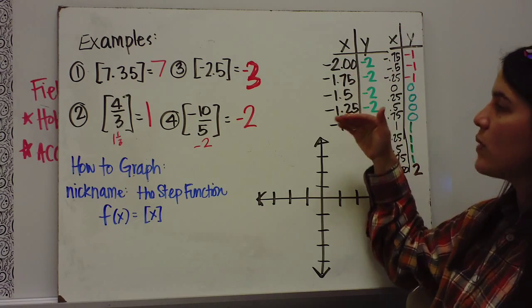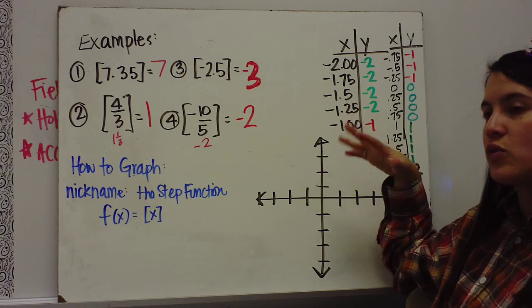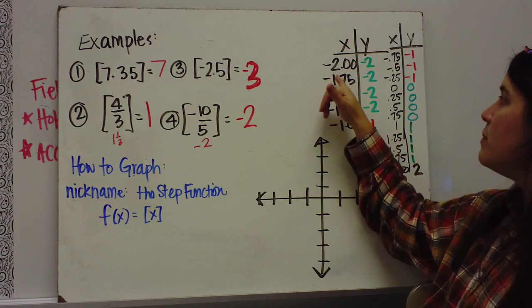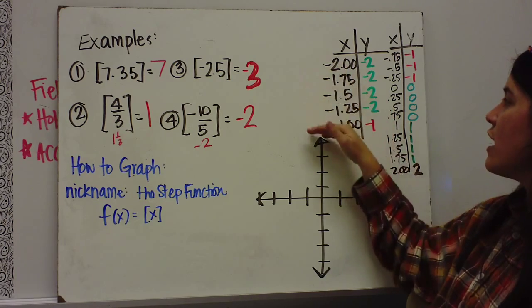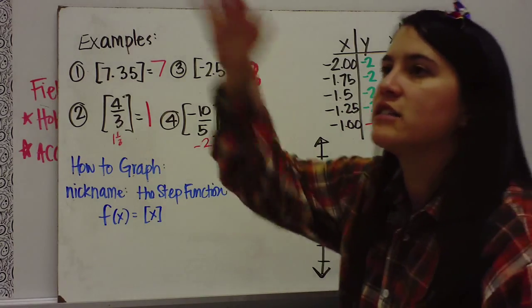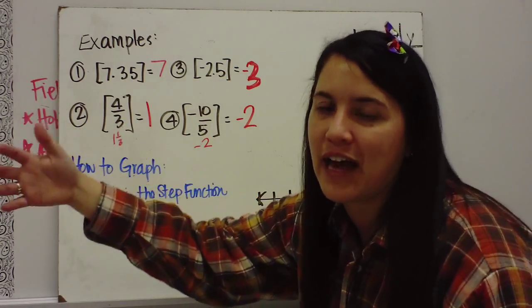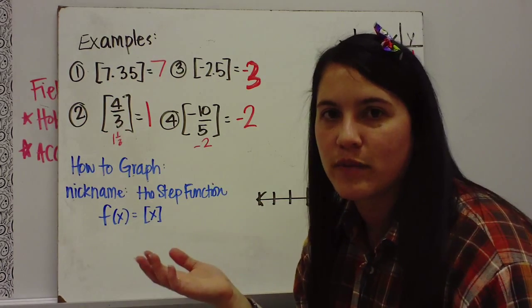So if we're talking about the greatest integer closest to that value without going over, the greatest integer for negative 2 is negative 2, and then for the values between negative 2 and negative 1, it would be negative 2 because it hasn't gotten to that higher number yet. It's always looking to that higher number. And the negatives, it's just weird because it's backwards.